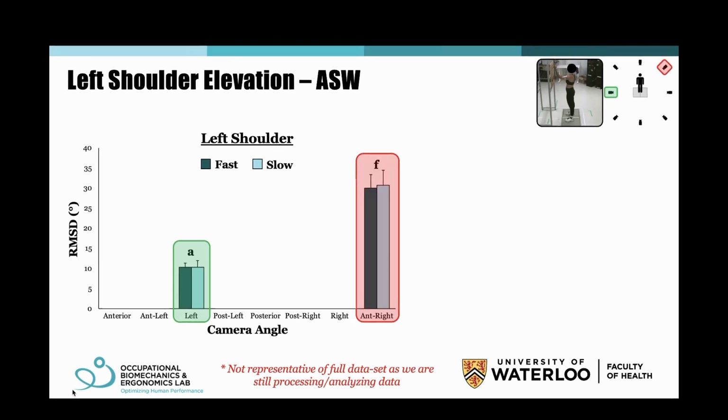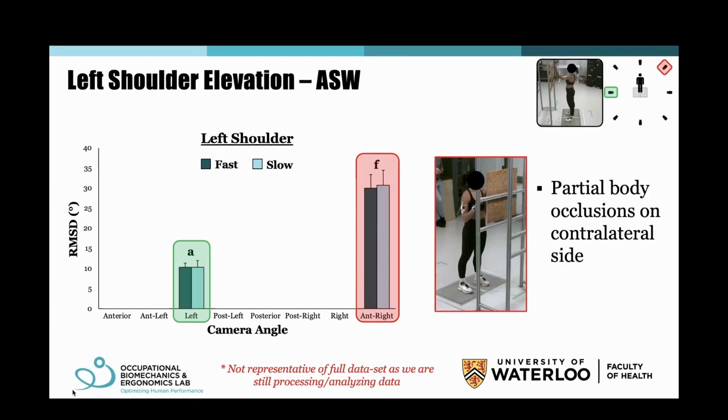Going to the other extreme, we have the worst view. This would be from the anterior right, where we are seeing larger differences between the Thea Markerless data and our reference and our computer vision companies. The reason for this is that this is the camera view from the anterior right-hand side looking at the task. There are partial body occlusions on the contralateral side. So if we're on the right side looking at the left, we're having a hard time seeing the left shoulder and left upper arm to generate those angles. So then we're having these greater differences being generated between the reference data and the Thea Markerless.